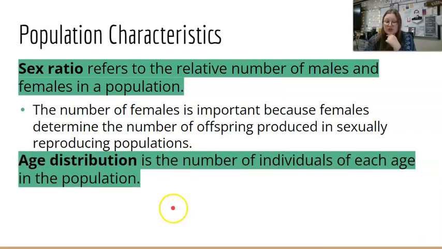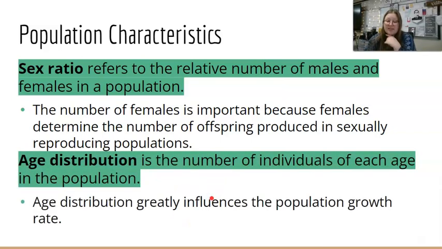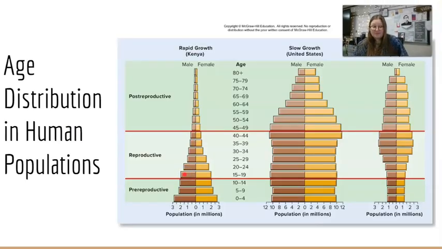And then age distribution is another one. Age distribution greatly influences the population growth rate because if you have a huge population, but they're all beyond their reproductive years, then your population is not going to be able to grow. If you have a huge population and they're all really young, then those that are young are going to grow up and eventually be reproduction age, and that population is going to grow exponentially.